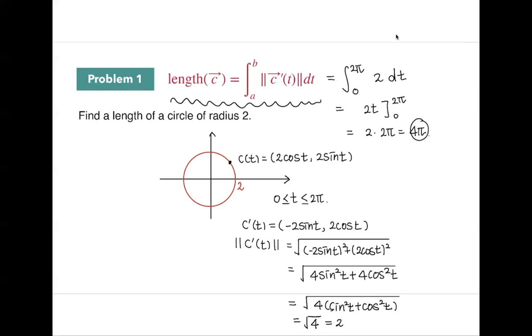Actually, you can check that if the radius of a circle is r, then we know the circumference of the circle is given by 2 pi r. So in this case, the radius is 2, so when r equals 2, the length of the circle is 2 pi times 2, so 4 pi. So you can see that our result is the same as what we know before. So we can calculate the length of the curve with this method.